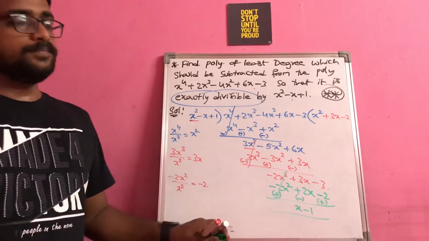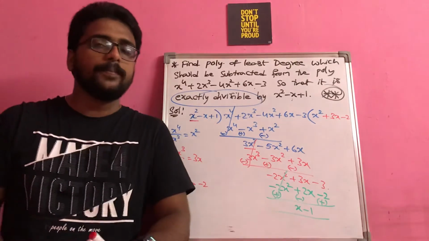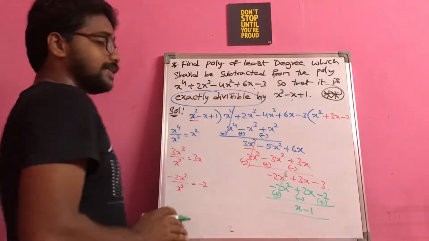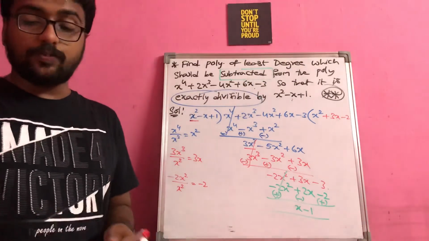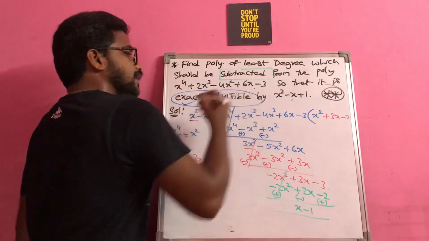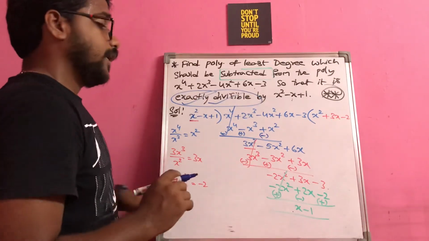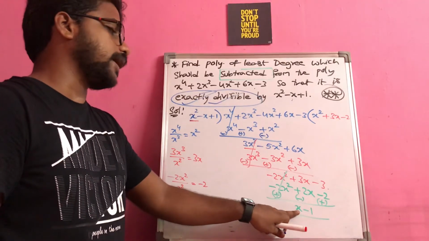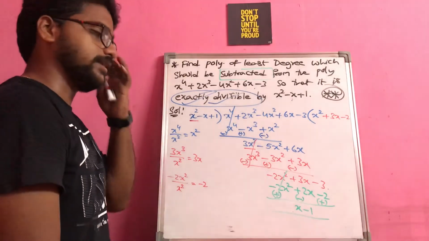This is the remainder because this degree is less than the degree of divisor. Now understand the question. Find the polynomial of least degree which should be subtracted. This word is very important: which should be subtracted. So now tell me, when it is a case of exactly divisible, the remainder should be equal to 0. That we are aware of. If I want to make this remainder 0, I should subtract minus x from plus x, plus 1 from minus 1. Then only I will get the answer as 0.